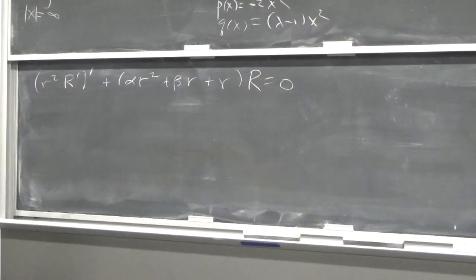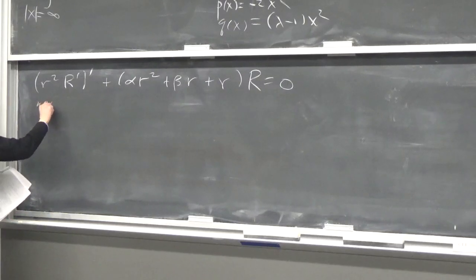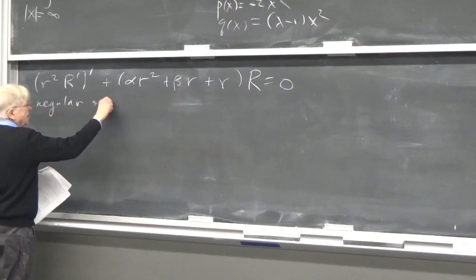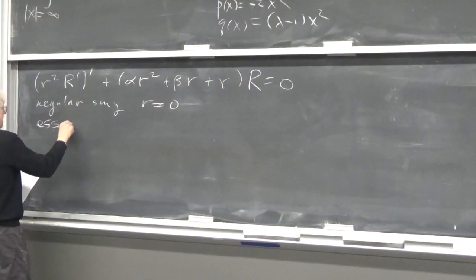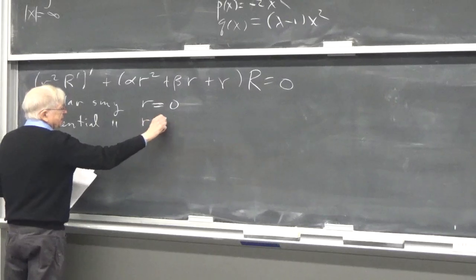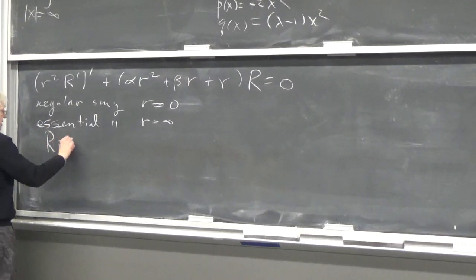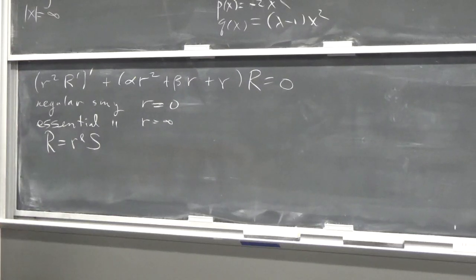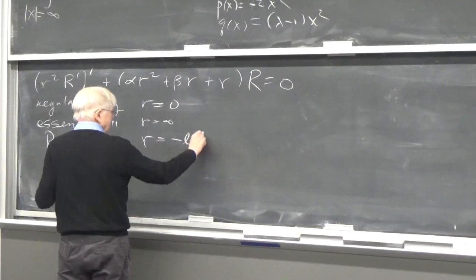So, using a notation that makes the equation as mathematically simple as possible, we get this, where prime means derivative with respect to r. What you see is this has a regularly singular point at r equal to 0, but an essential singularity at r equal to infinity. And so here what you do is you first set big R equal to r to the L times little s, and then you look at this differential equation near r equals 0. And when you do that, you find that gamma is equal to minus L plus 1.